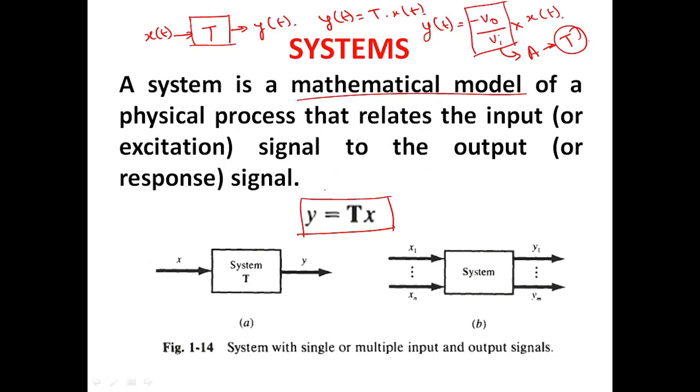So this capital T is the transfer function, and this varies from system to system. I have given the example of the inverting amplifier. In the non-inverting amplifier, it should be R2 by R1.